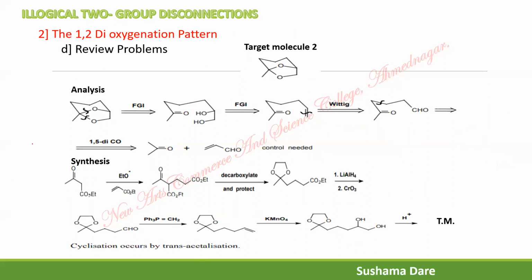Now this is the next target molecule. What do you see in this target molecule? The oxygen-carbon linkage is there. Here is an oxygen-carbon linkage, here is also an oxygen-carbon linkage, and you can see this carbon-oxygen linkage is a 1,2 diol. So instead of disconnecting here and here, the best disconnection is here.